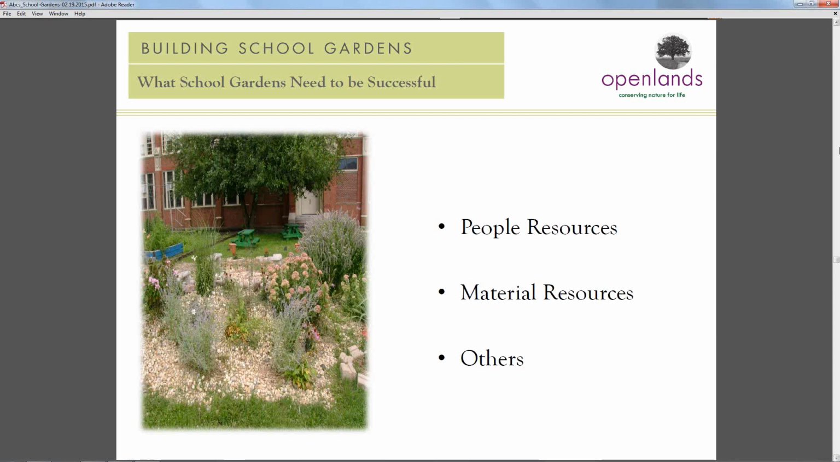And then under the others, what we have is time. A successful garden is going to take time. There's going to be time in planning, which is great that this workshop webinar is happening now in February, because there are many, many times where we get calls in April from folks wanting to start a school garden for that spring, and at that point it's a little bit too late.